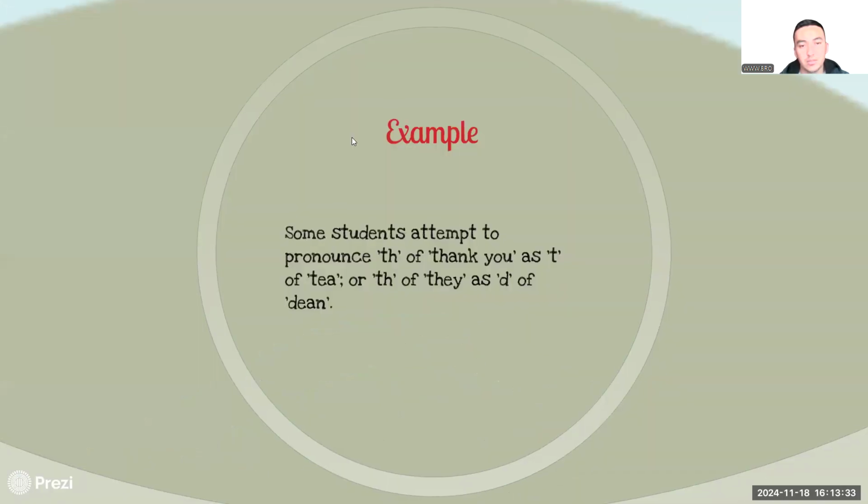For example, some students attempt to pronounce the th of "thank you" as the t of "tea", or the th of "they" as the d of "den".